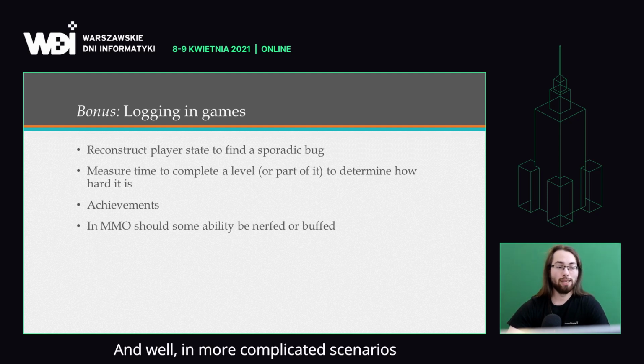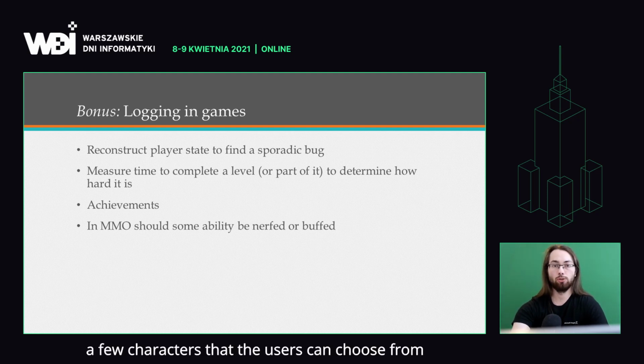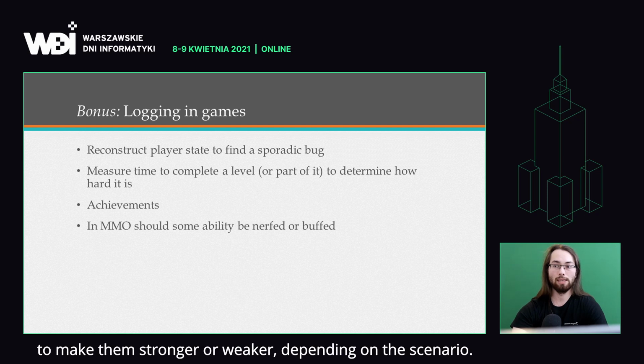And well, in the more complicated scenarios like massive multiplayer online games, you might have some character or a few characters that the users can choose from, and you generally want the power level of those characters to be similar, so that it's more about the player's skill rather than the character's power. So you would check the statistics of successes and failures of how the players use those characters to make them stronger or weaker depending on the scenario.